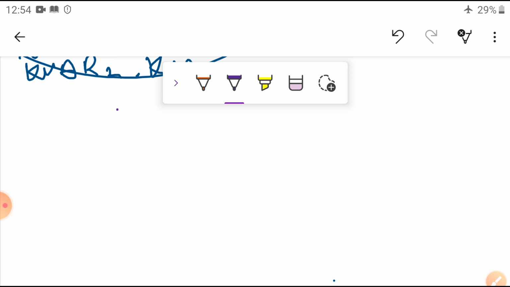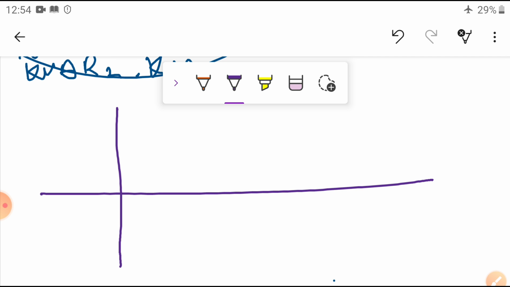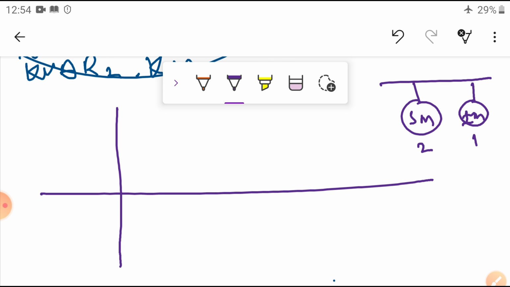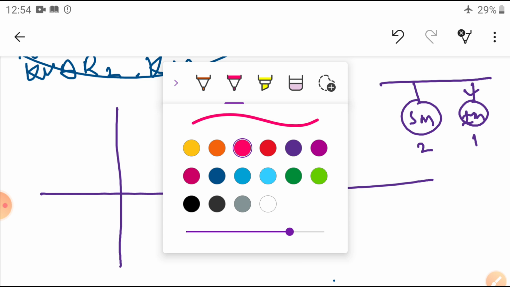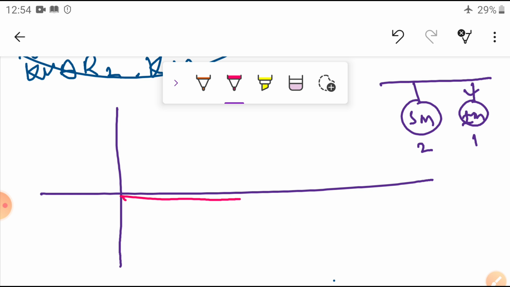Now this is the graph. One is the line, this is the induction motor, and this is my synchronous motor, SM. Now machine 1, machine 2. Machine 1 will draw the active power. Let us assume machine 1 is taking power here, this is kW1. What is the reactive power here?